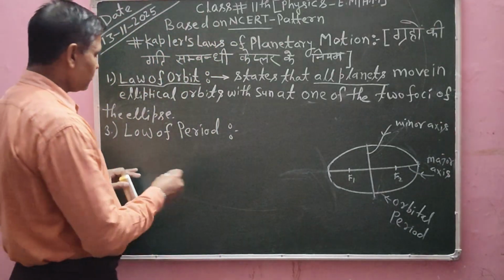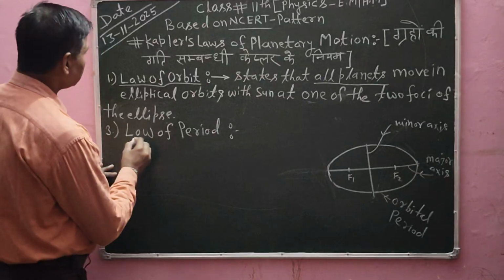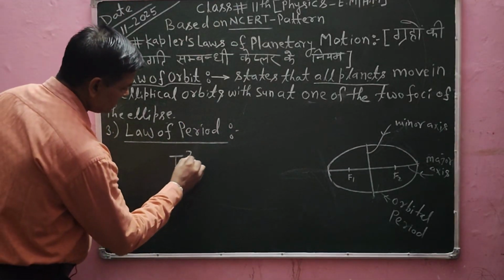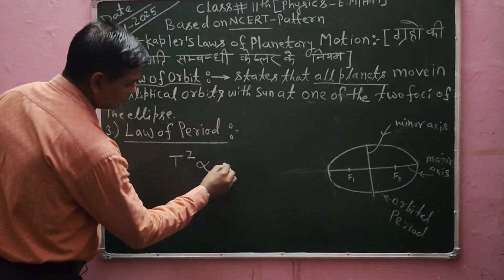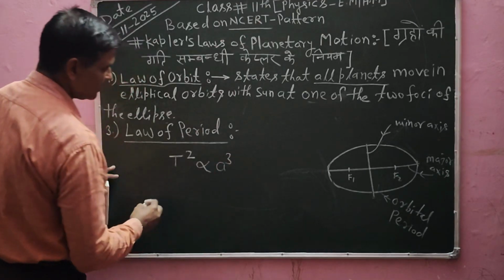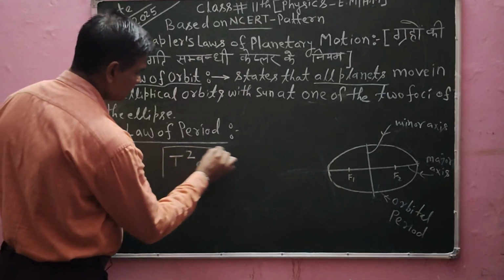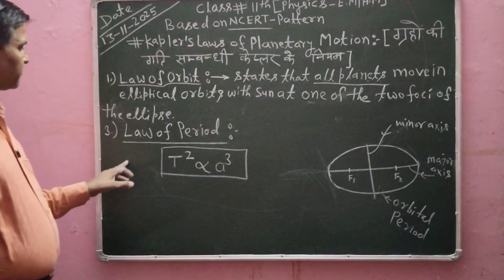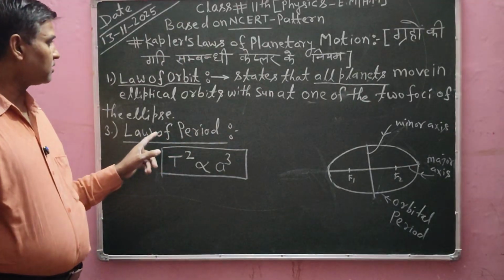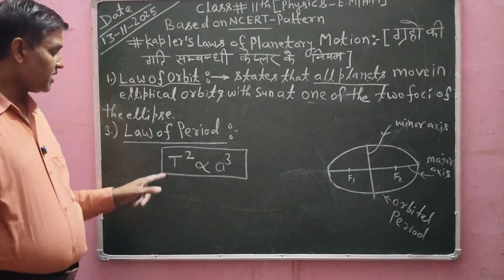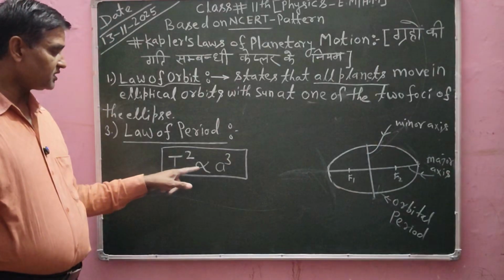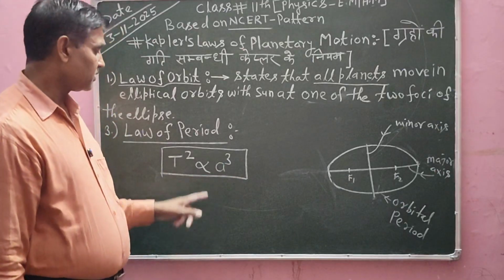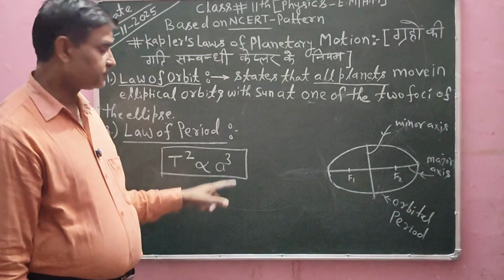Now here I will say the law of period. It means that period squared is directly proportional to a cubed. This is the third Kepler's law, that is, the time period squared is directly proportional to the semi-axis cubed, the cube of the semi-major axis.